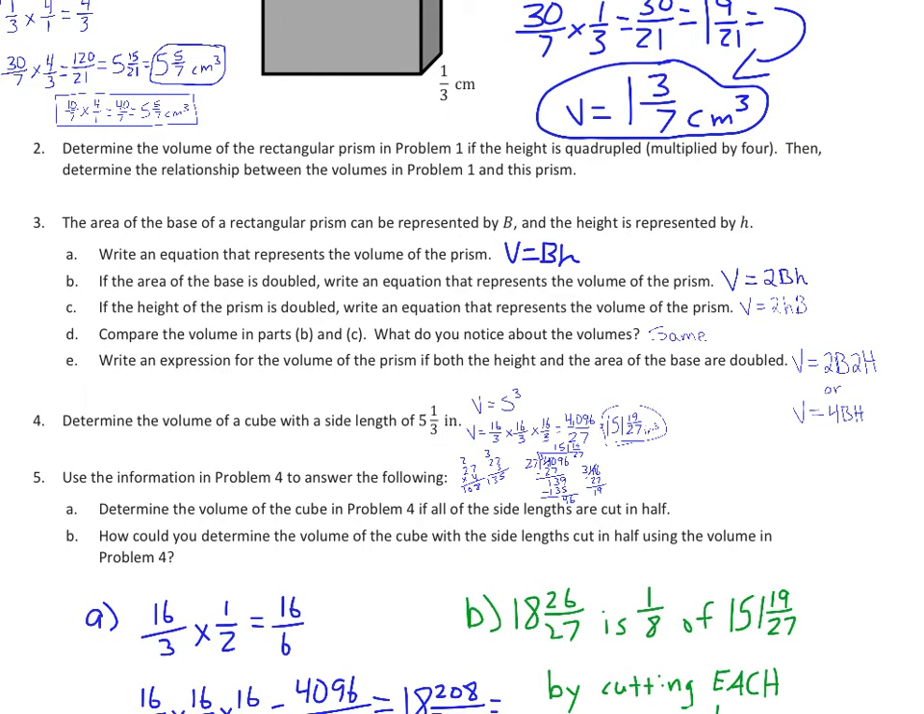double the volume. But if you doubled both, right, double the base and double the height, you're quadrupling the volume, right? Because that's 2 times 2 is 4. And so you could do 2b, 2h, or you could do 4bh. That's going to give you the same volume.